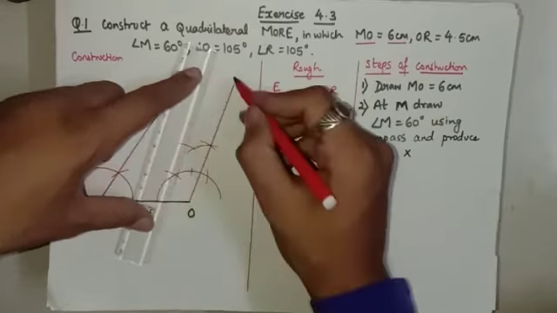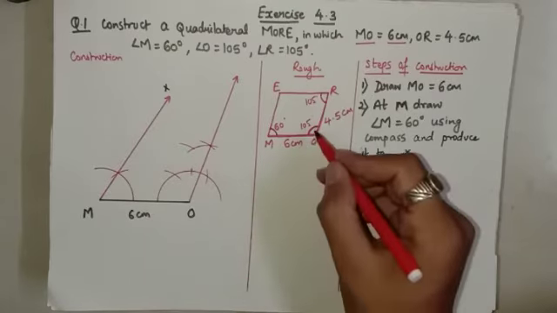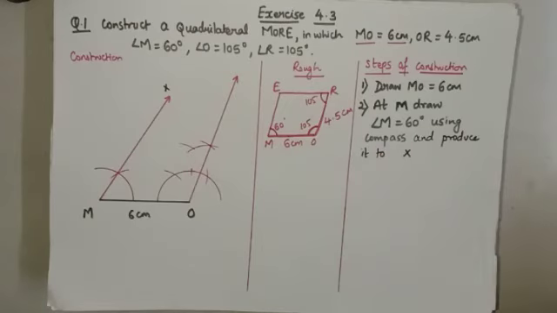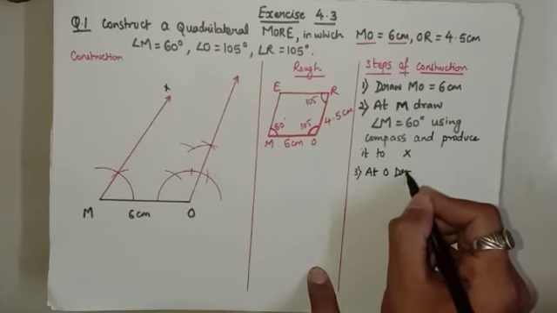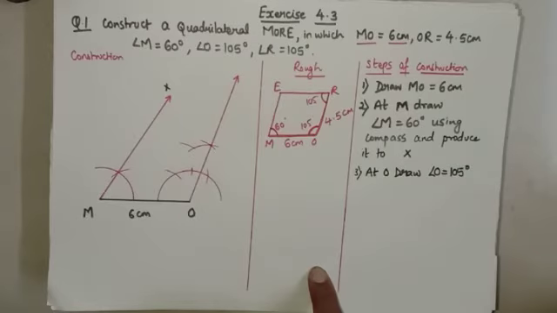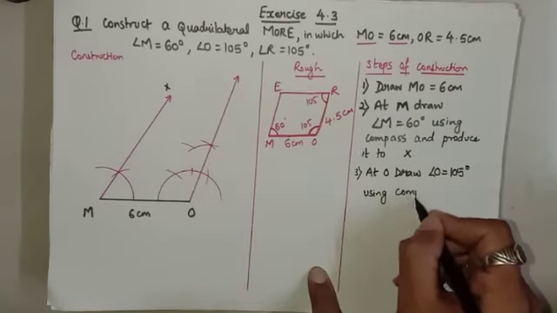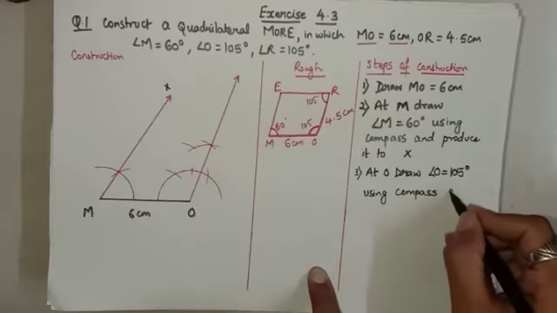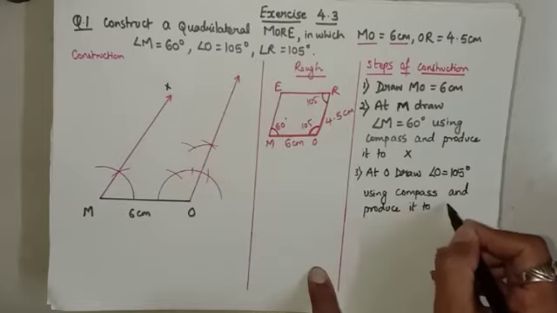Please students, if you don't know how to construct angles using compass, please watch that video, because based on that video only we will be able to construct here, okay? So at O, my third step of construction is, at O draw angle O equal to 105 degree using compass. It is very important that we construct it using compass and produce it to point Y.